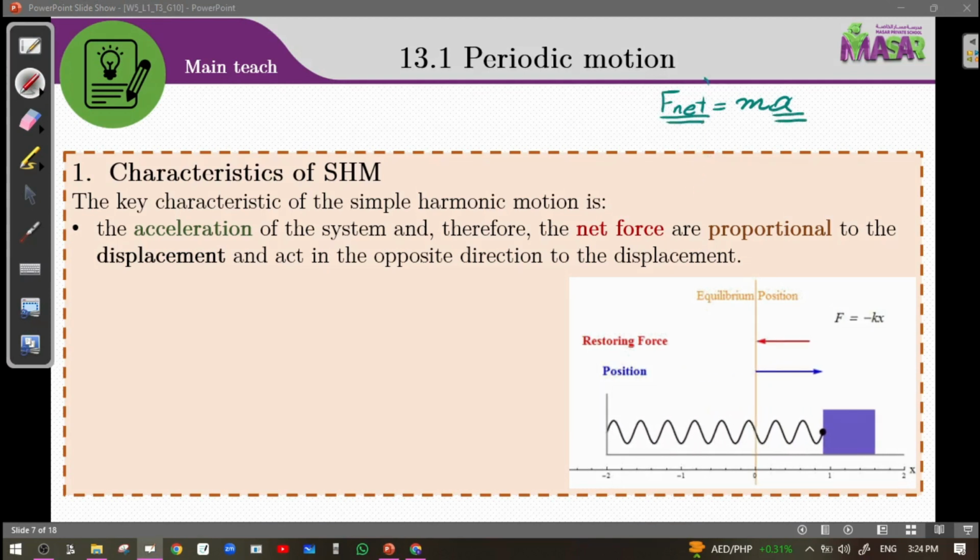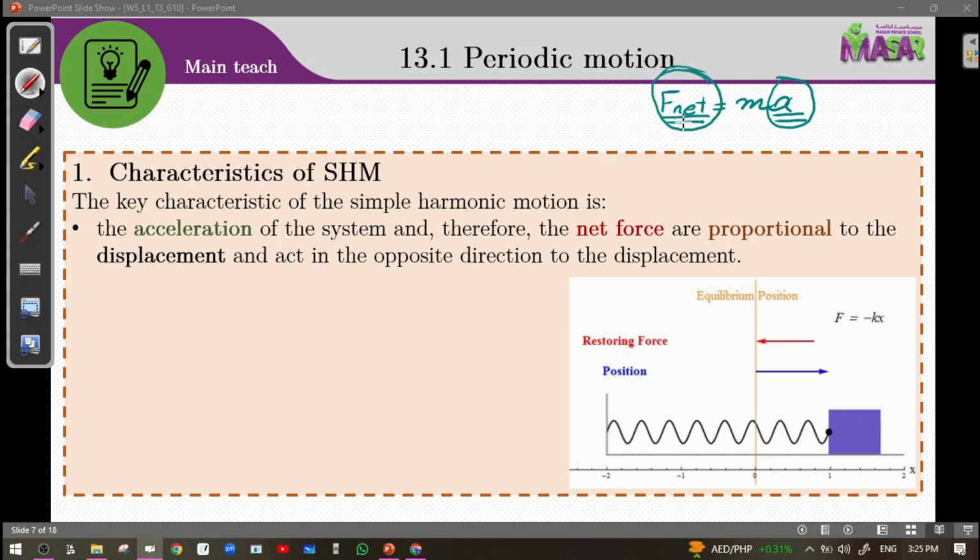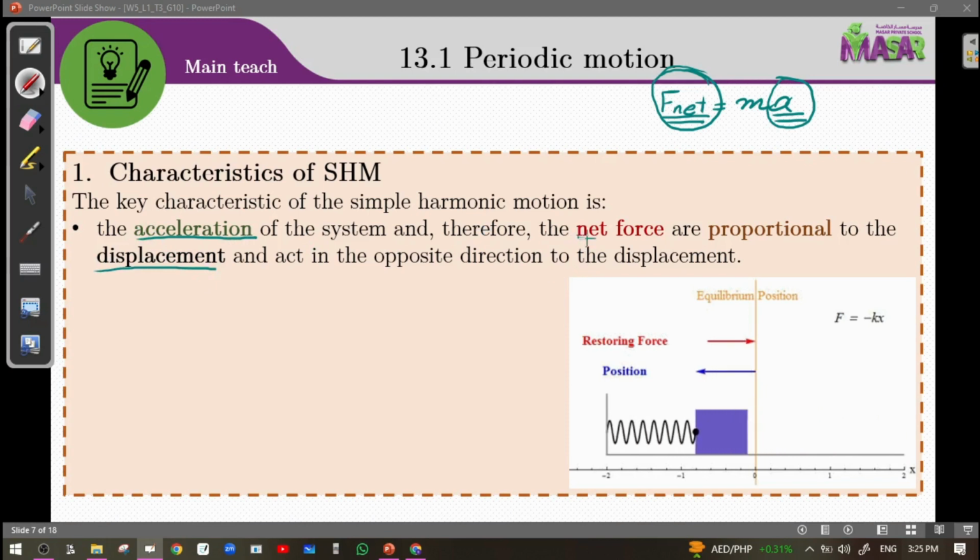This is why if we consider the acceleration, by default we are considering the F net at the same time. So here, the acceleration is proportional to the displacement, as well as the net force is proportional to the displacement. This proportionality means that as we increase the displacement, the acceleration will also increase. In addition, the acceleration and the displacement have opposite directions.